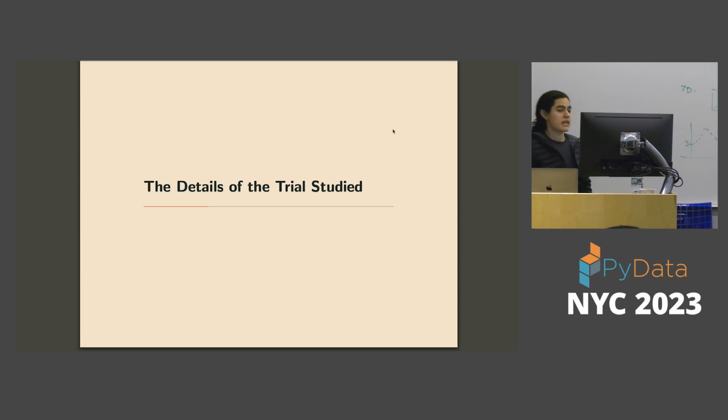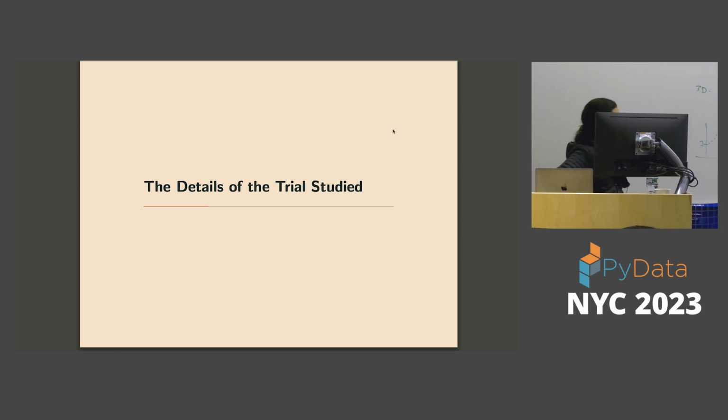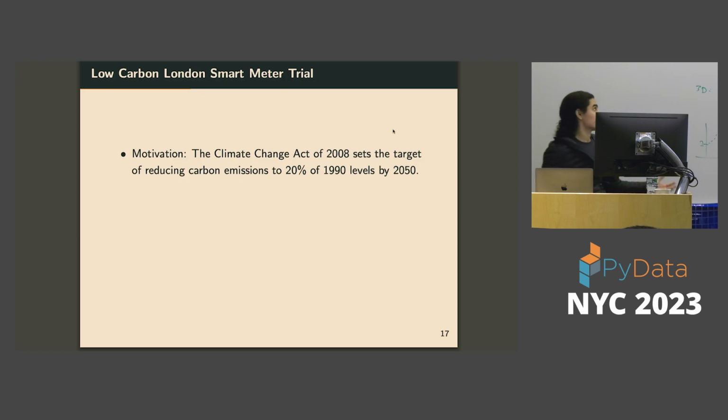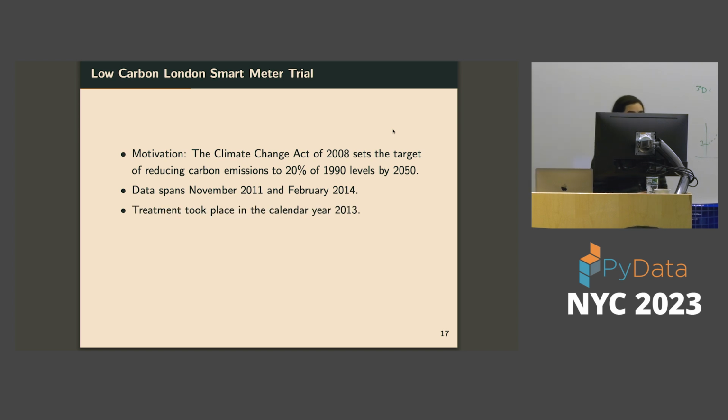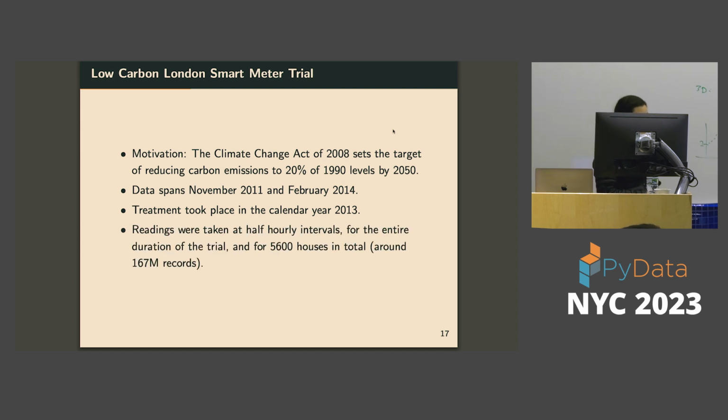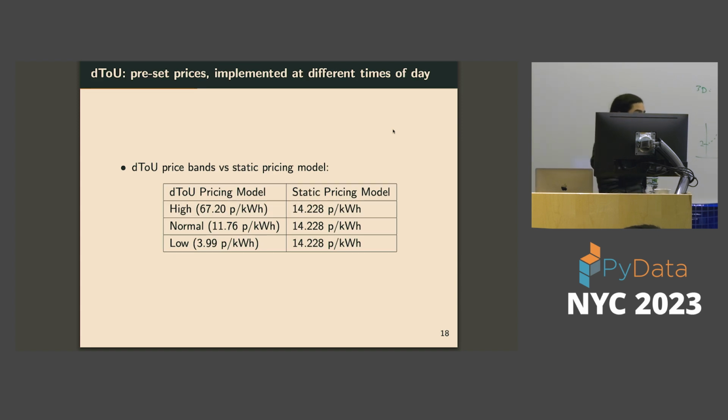So with this information, let's look at the trial that happened in London. First of all, the trial is called the Low Carbon London Smart Meter Trial. It came out of the Climate Change Act of 2008, so its motivation is policy-based. There's a number of projects that started as a result of this, and this is one of them. The data in the trial goes between late 2011 and early 2014. The treatment only took place in calendar year 2013. And we have half-hour level readings for the houses and the populations, and so that leads to about 167 million records.